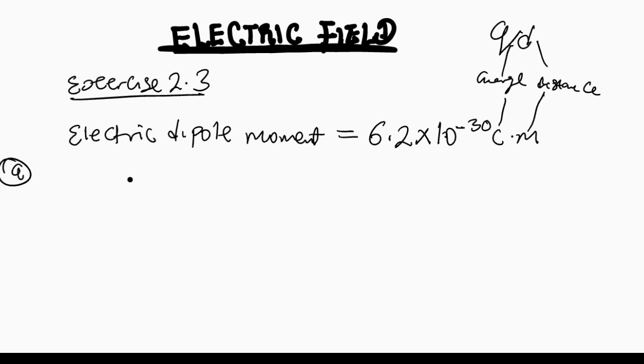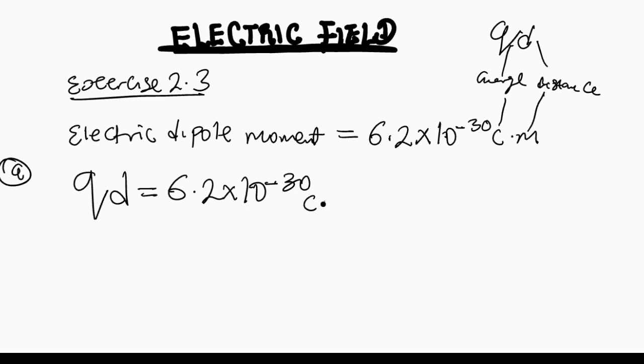So it means that from here, QD is equal to, right? Is equal to dipole moment. So that's equals to 6.2 times 10 raised to power minus 30. Are you seeing the logic now? I just got the formula from this unit. All right.